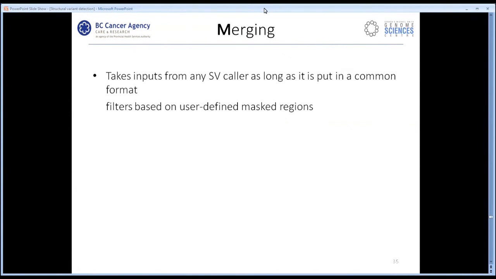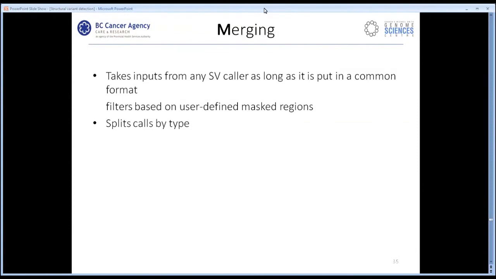What we do next is filter based on user-defined masked regions. So, for example, these regions could be centromeric regions. These are standard tracks from the UCSC browser and can be used if the user wants. These don't have to be used.